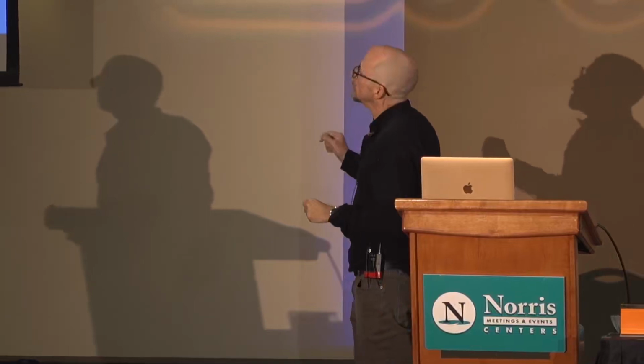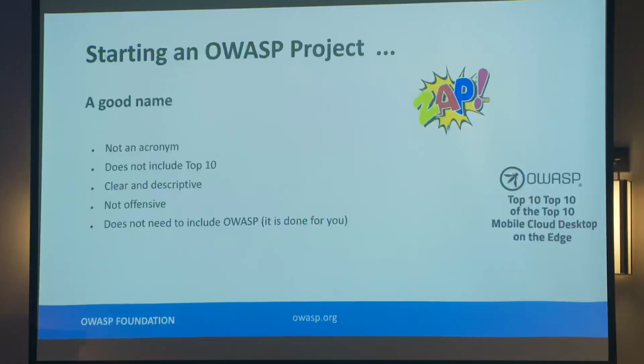If you're going to start a project, please do not start it with Top 10. Okay? I mean, you're thinking maybe that's a good idea, but really we get, I would say, 50 or more Top 10 style projects within a particular year, where people just want to say that they're part of a Top 10 project just as the association is, and it's not a good choice. Here we have the OWASP Top 10 of the Top 10: mobile, cloud, desktop, on the edge, right?